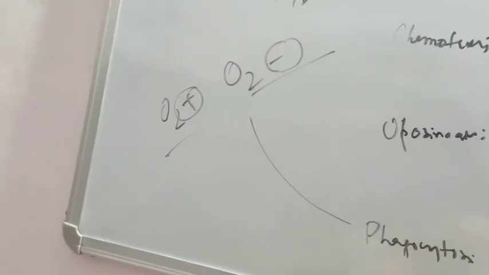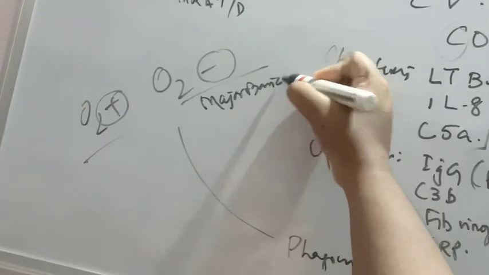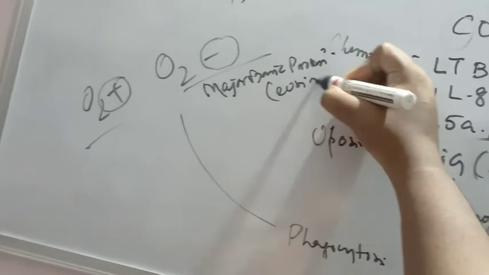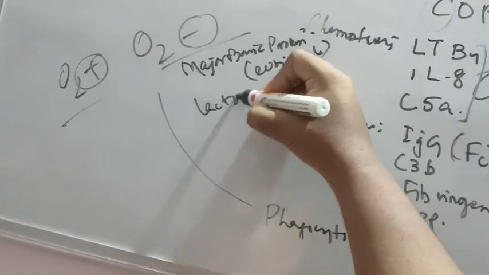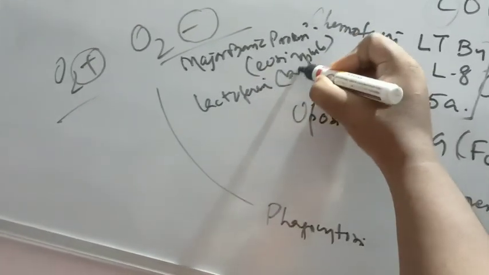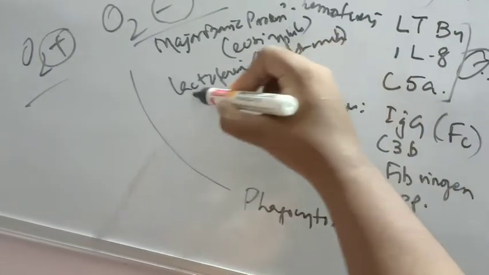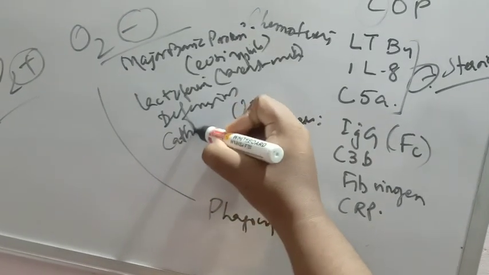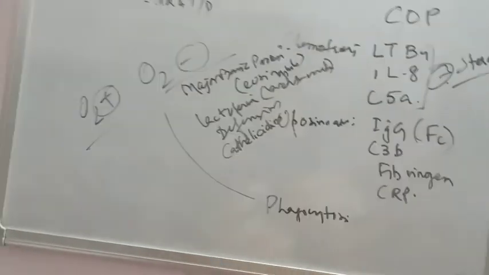If there is no oxygen, the examples are major basic protein, MBP, present in the eosinophils. Lactoferrin. This you know, lacto, milk, so breast milk. Then you have defensins and cathelicidins. These are the examples of oxygen independent phagocytosis.